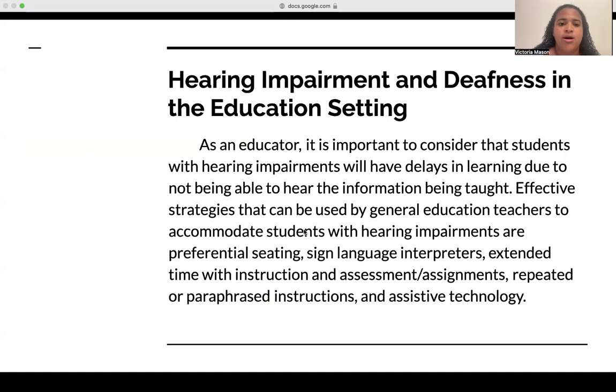So in the education setting, I feel that as an educator, it is important to consider that students with hearing impairments will have delays in learning due to not being able to hear the information being taught. Effective strategies can be used by general education teachers to accommodate students with hearing impairments, such as preferential seating, sign language interpreters, extended time with instruction and assessments and assignments, repeated or paraphrased instructions, and assistive technology.